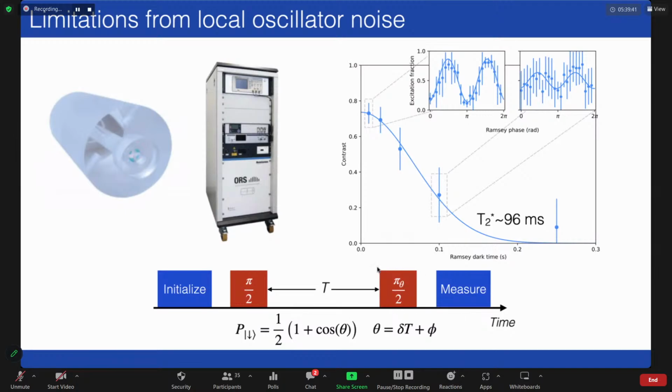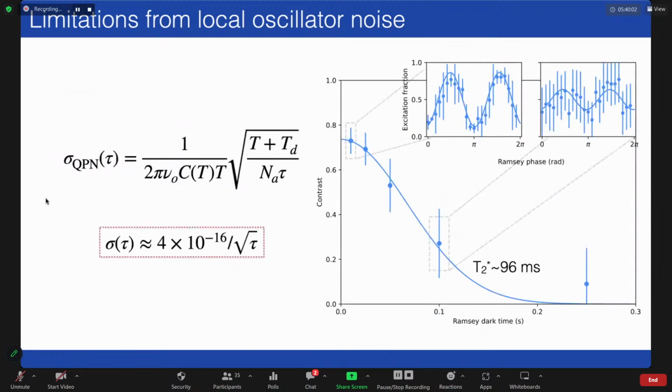So we find that when we do multiple Ramsey experiments and compare the results, what starts to happen if you interrogate for longer and longer is that the phase of the second pi/2 pulse starts to drift. And so that's what you want to correct for. That's the whole point of making the clock in the first place. But what that means is you can't interrogate for too long before you start to lose contrast in your Ramsey fringes. And so we're limited to a T2 star time, a coherence time of about 100 milliseconds or so.